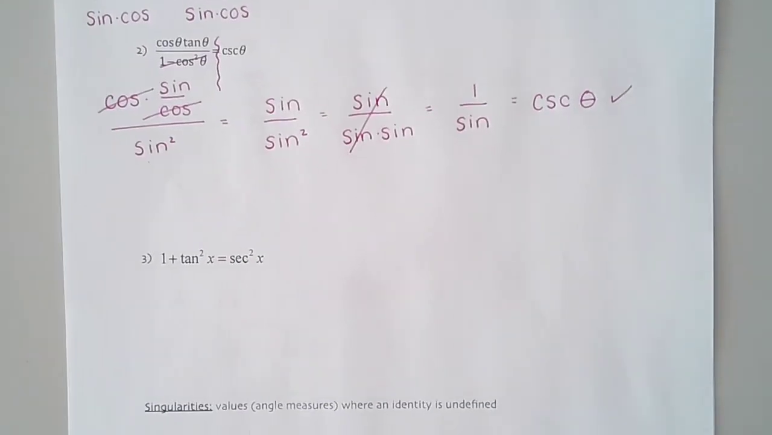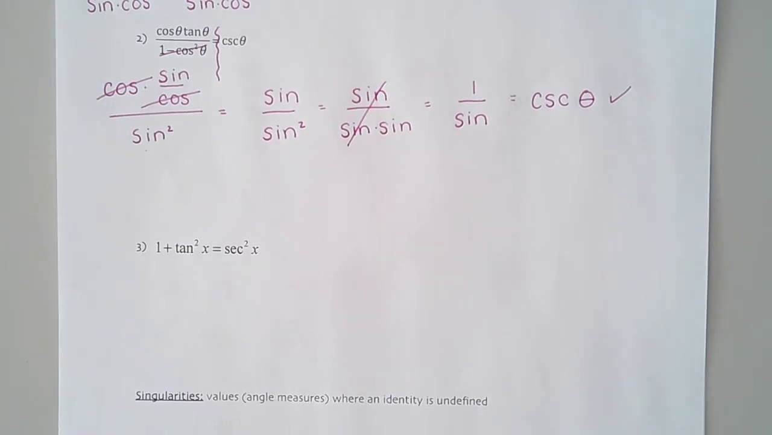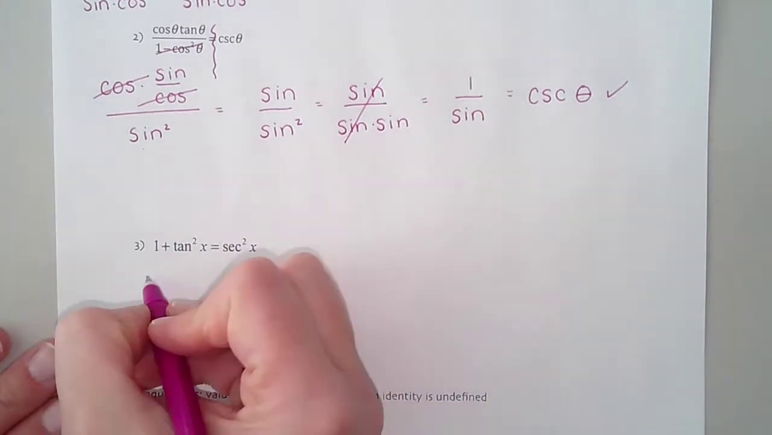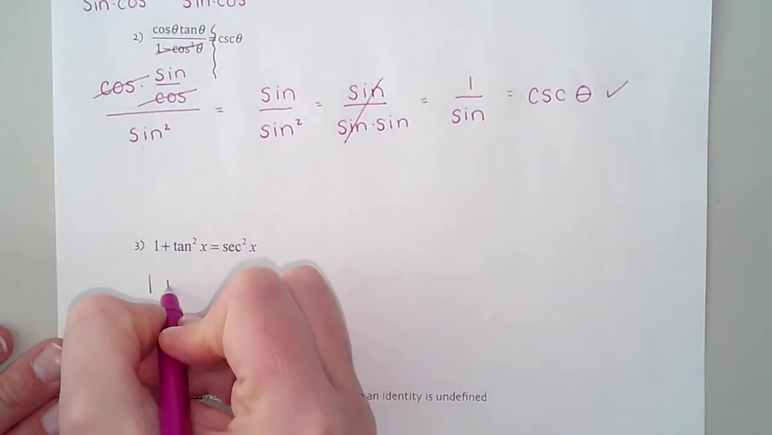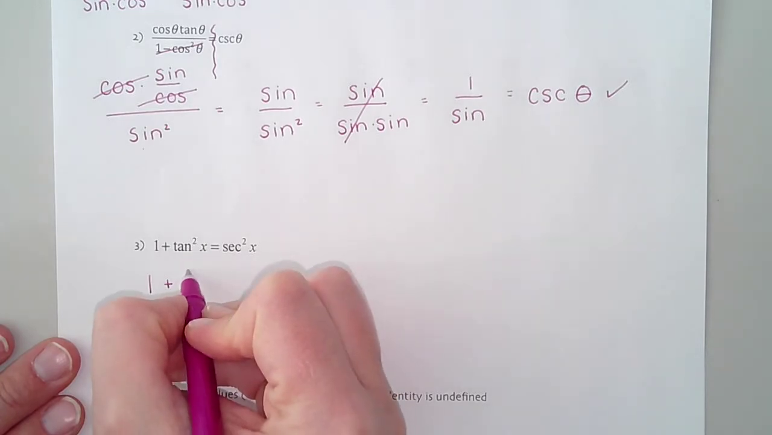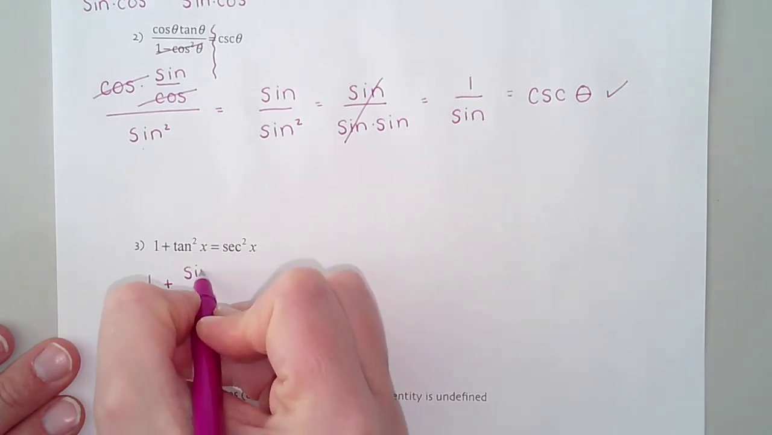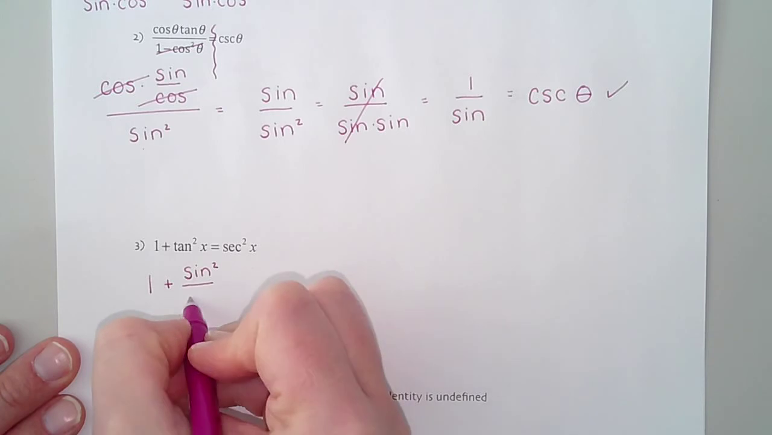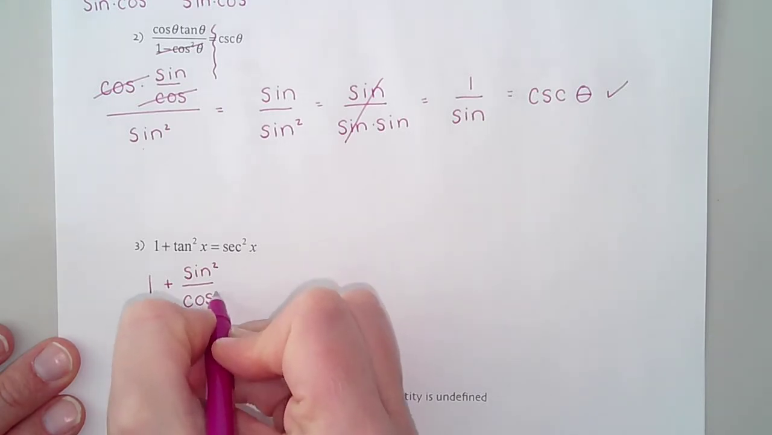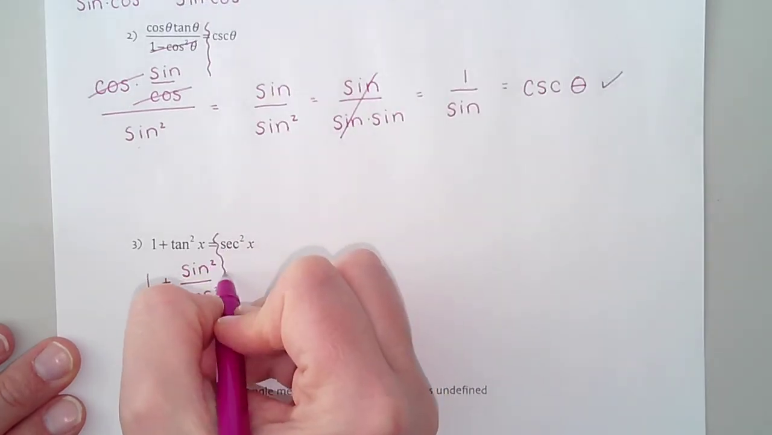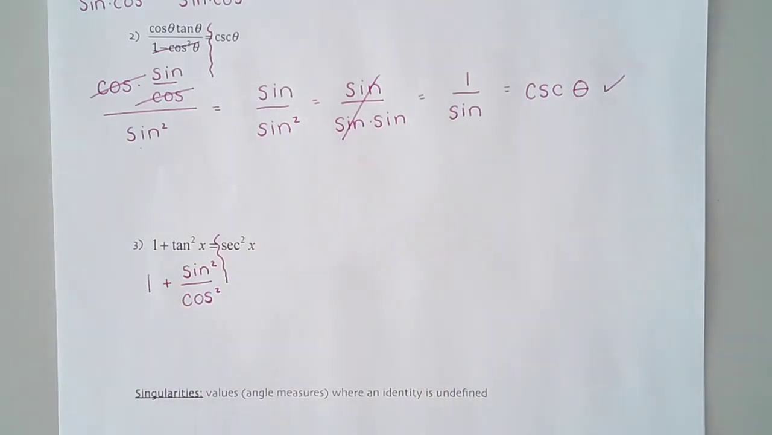One more. Once again, if you're feeling brave, go ahead and pause the video and get started on number 3. Let's see how far you get. Okay, so I'm going to start with sines and cosines. When I rewrite tangent squared, I'm going to write that as sine squared over cosine squared. My goal is to show that that comes out to be secant squared of x, but I'm not going to touch secant squared of x right now.